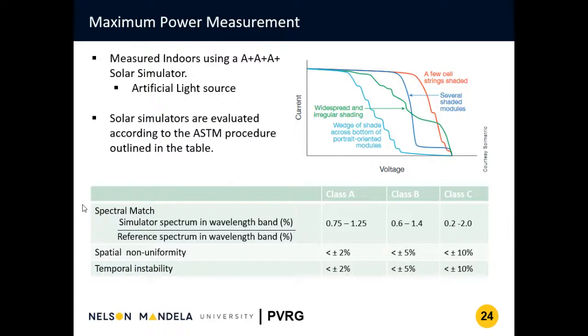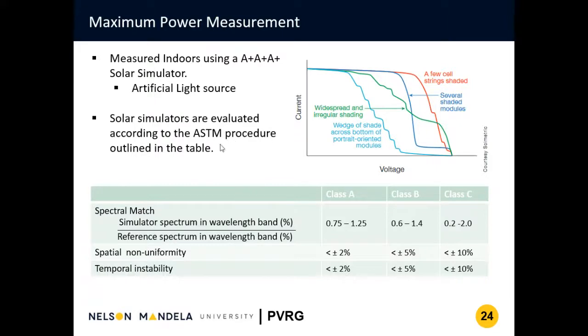You would also want to have spatial uniformity, meaning over the test area, the area in which the module is placed and tested, you don't want to have one corner be significantly brighter than another corner, because then you're inducing a mismatch effect within that module. And finally, you would want there to be a temporal stability, meaning that over the period of measurement, the light source is stable.